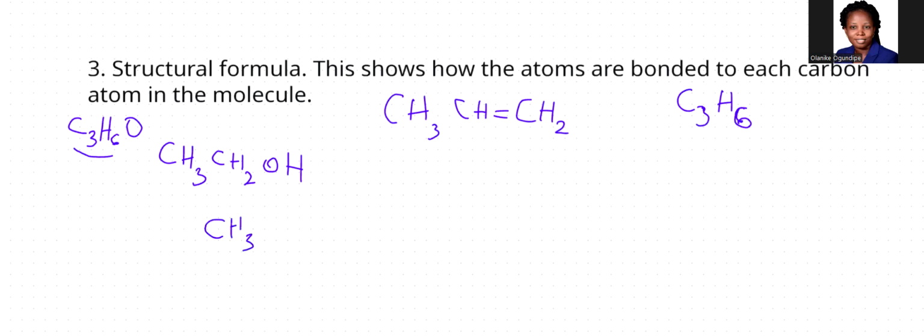CH3OCH3. Now, these two formulas here show us the way the atoms are arranged. These two formulas are gotten from this molecular formula written up here. However, we can see that they are not arranged the same way, and that is why structural formula provides more information about a molecule than molecular formula.